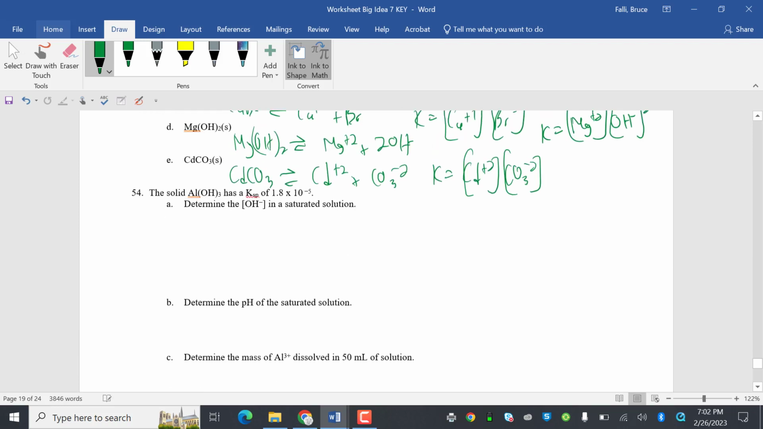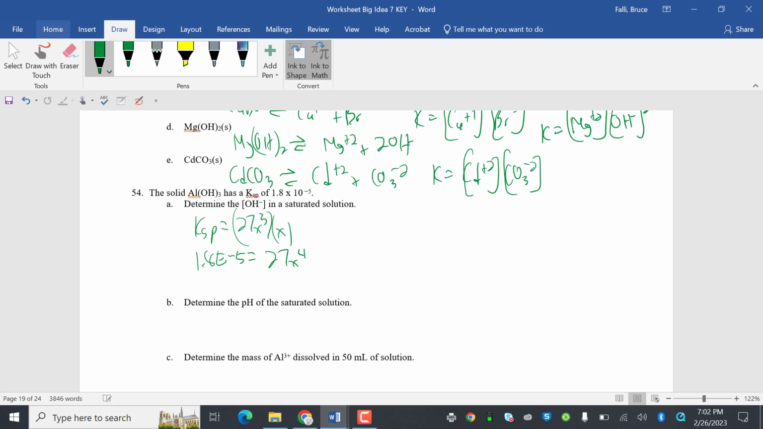Solid Al(OH)3 has a Ksp of 1.8 E negative 5. Determine the OH negative in the saturated solution. I'm going to do this a shortcut way. Ksp equals, I've got 3 of them here, 27x cubed times x. So 1.8 E negative 5 equals 27x to the 4th.